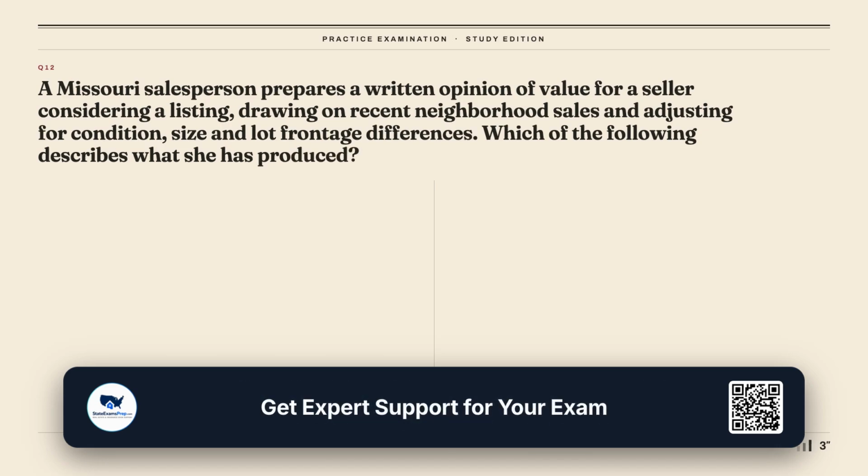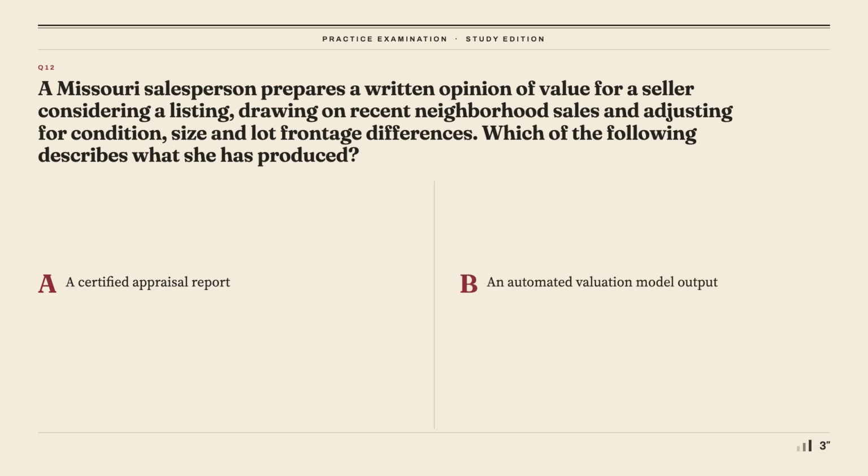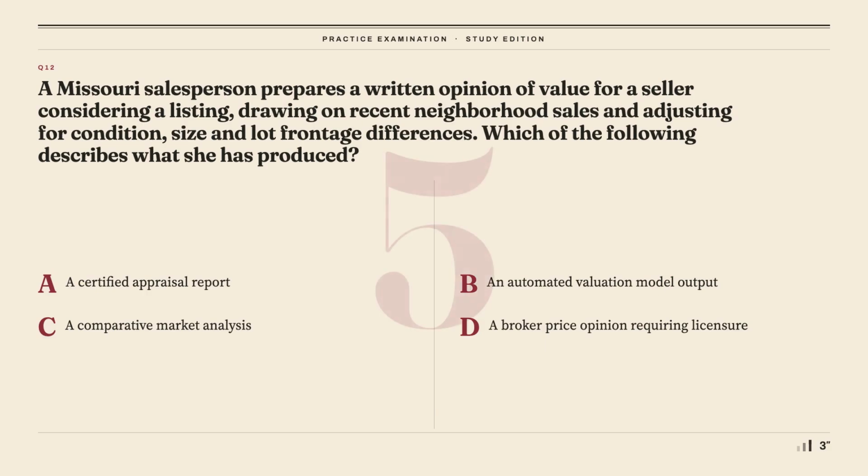Your options are A. A certified appraisal report. B. An automated valuation model output. C. A comparative market analysis. D. A broker price opinion requiring licensure. What's your answer? Commit to one before I continue.